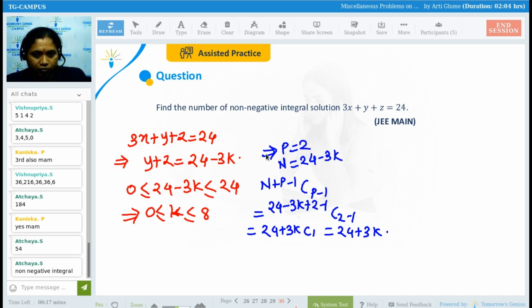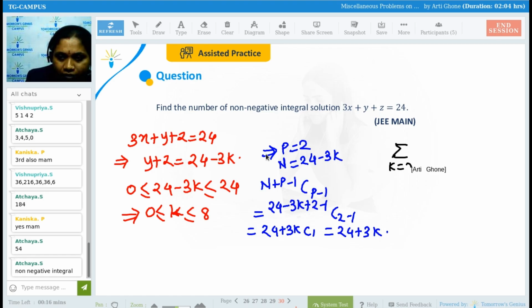Now, up to this is clear. If we eliminate the x, our solution of such kind of integral powers comes as 24 minus 3k. Clear? Okay. Now k is changing its value from 0 to 8. So how to calculate k? Pay attention.